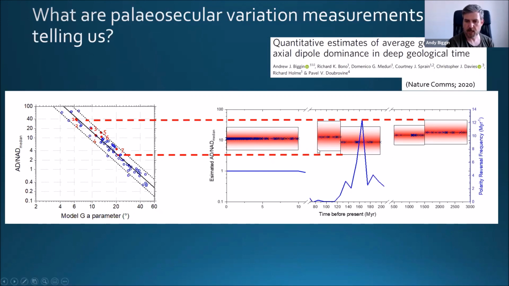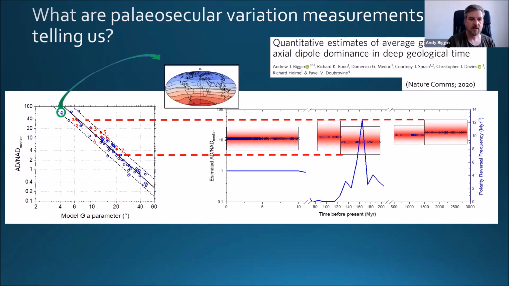So this is what the estimates come out as, of this axial dipole dominance, for these different time regions. We've got the last 10 million years, then we've got the Mesozoic, and then we've got the Precambrian here, and they all overlap. Okay, very similar. And pretty large errors once you factor in the error on this power law as well. But this is still providing us useful information.